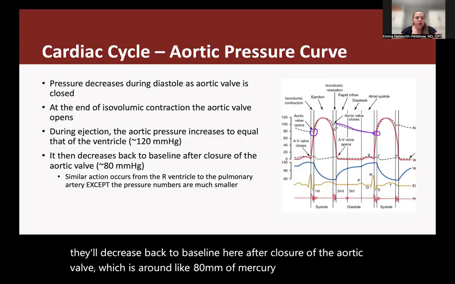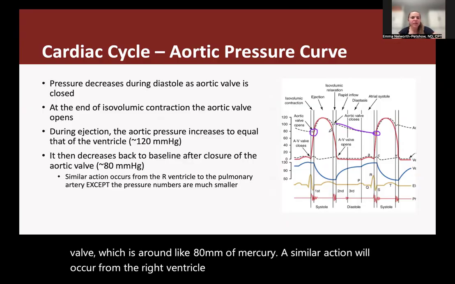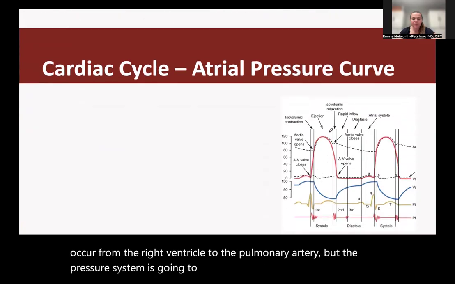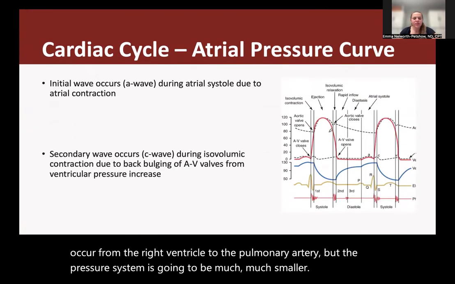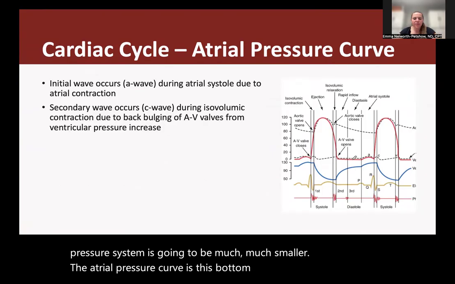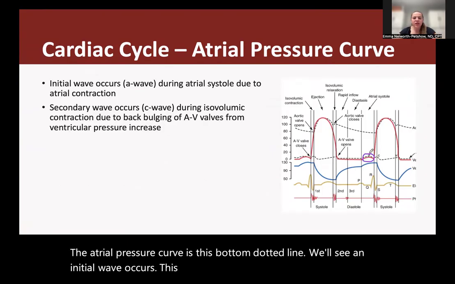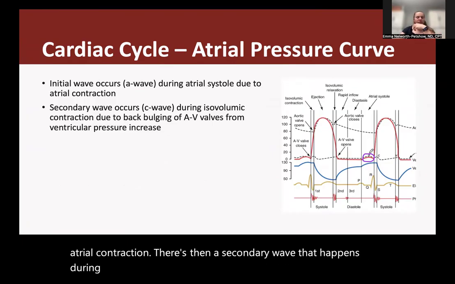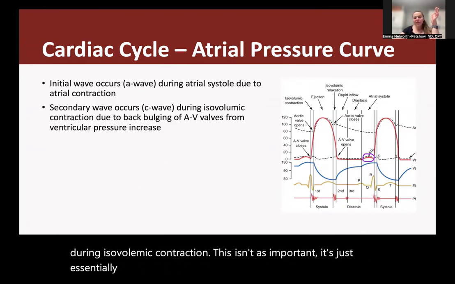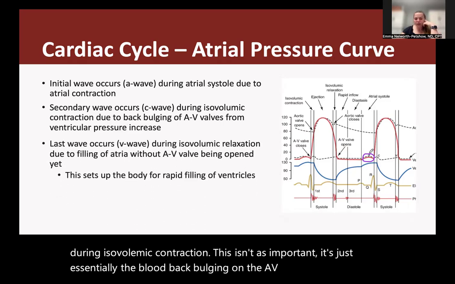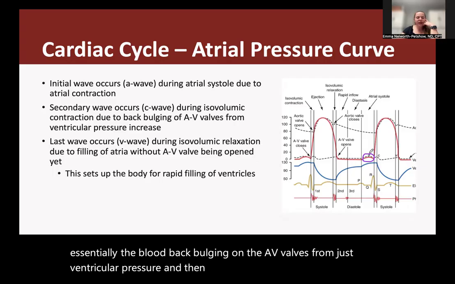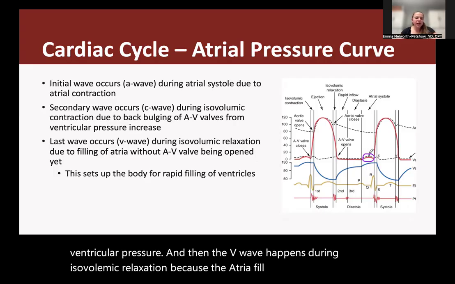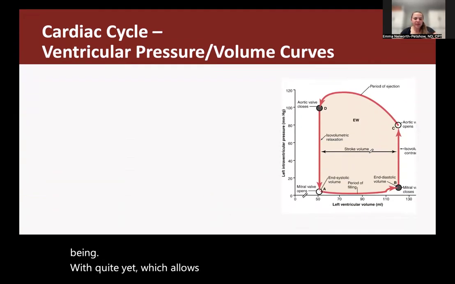A similar action will occur from the right ventricle to the pulmonary artery, but the pressure system is going to be much, much smaller. The atrial pressure curve is this bottom dotted line. We'll see an initial wave occurs. This is our A wave during atrial systole due to atrial contraction. There's then a secondary wave that happens during isovolumic contraction. This isn't as important. It's just essentially the blood bulging back on the AV valves from ventricular pressure. And then the V wave happens during isovolumic relaxation because the atria fill without the AV valve being opened quite yet, which allows for rapid filling to take place.